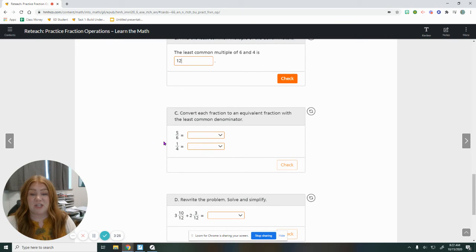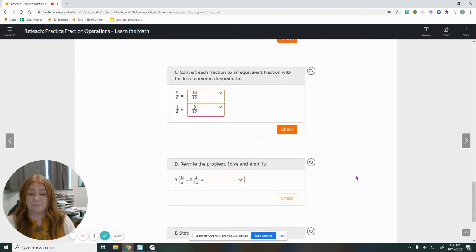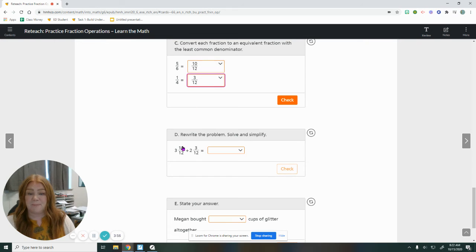Now we need to change each fraction into an equivalent fraction over 12. So 6 times to get to 12 is times 2. So 5 times 2 is 10. So 10 over 12. 4 to get to 12 takes 3 times. So 1 times 3 is 3. 3/12. So now we have 3 10/12, which is what we had up here, plus 2 3/12.